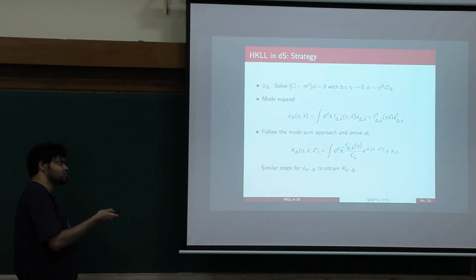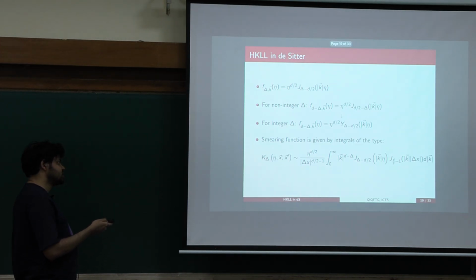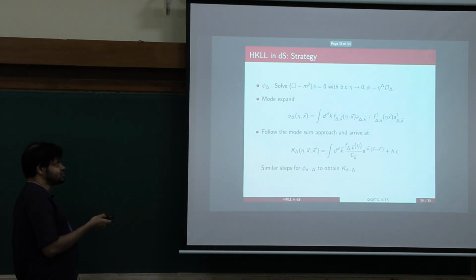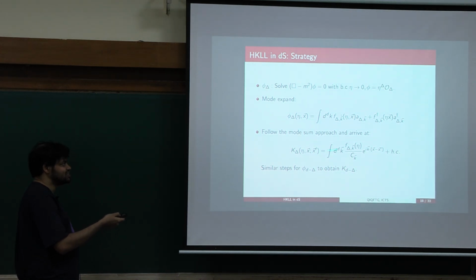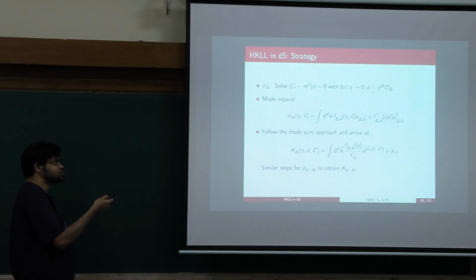I told you that if you know the mode functions, you can find the smearing functions, and that's the same thing that's going on here. Just use the mode functions to find the smearing functions. And then, first of all, you have to identify when you do this that you solve the Klein-Gordon equation for de Sitter, and you identify the modes corresponding to the phi delta.